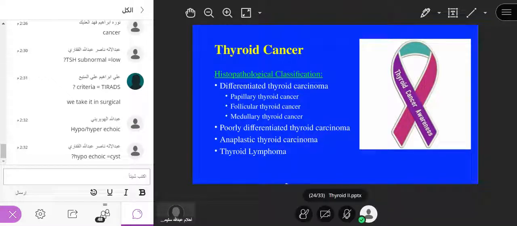We need the biopsy to rule out thyroid cancer. Histopathologic classification: after we biopsy and take the patient for surgery, we get different types of thyroid cancer. The most common ones are the differentiated thyroid carcinomas, and there are three types: papillary thyroid cancer, follicular thyroid cancer, and MTC, medullary thyroid cancer. Another group is poorly differentiated thyroid carcinoma, or even anaplastic, which is worse than poorly differentiated, and thyroid lymphoma.